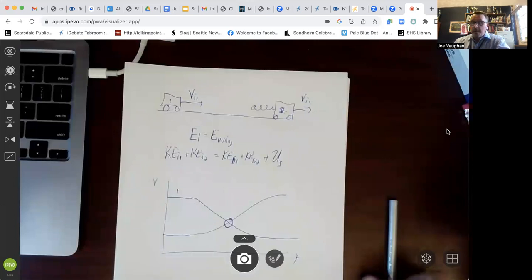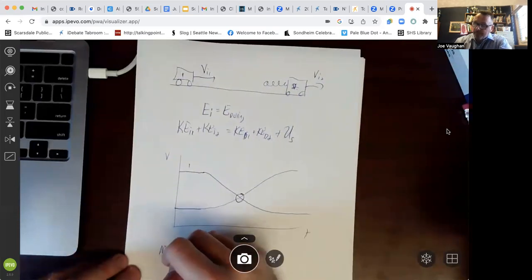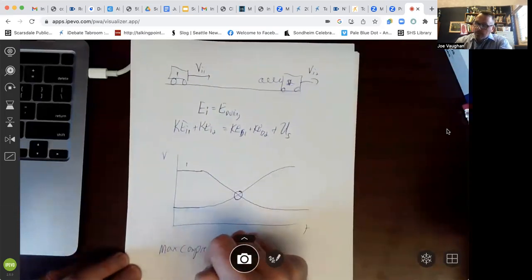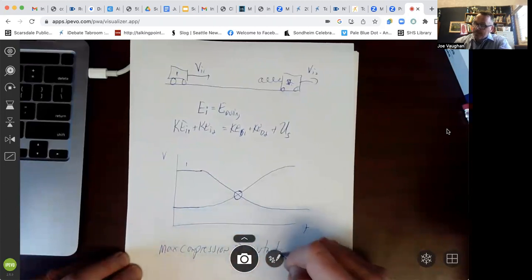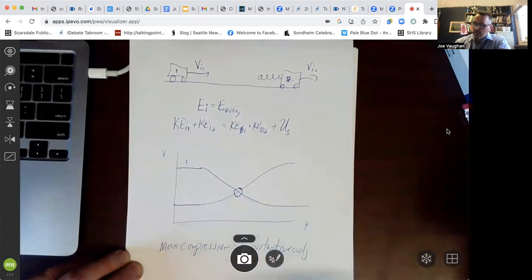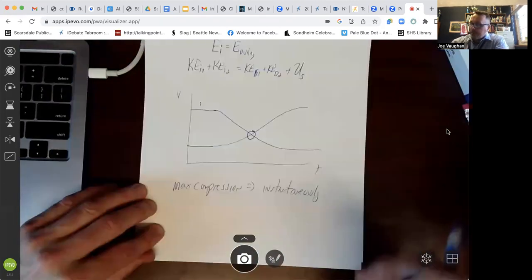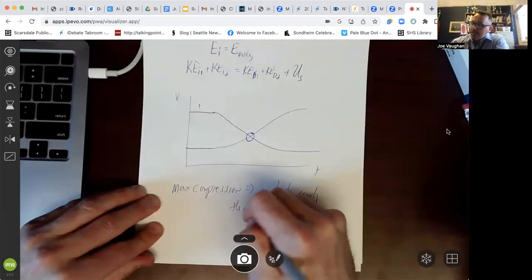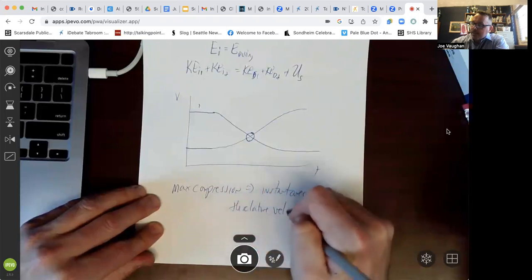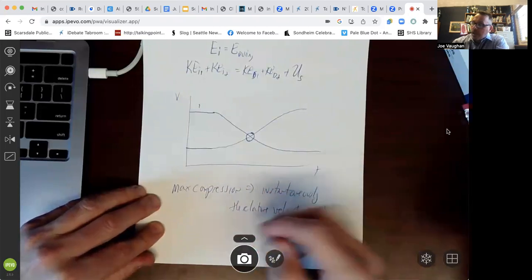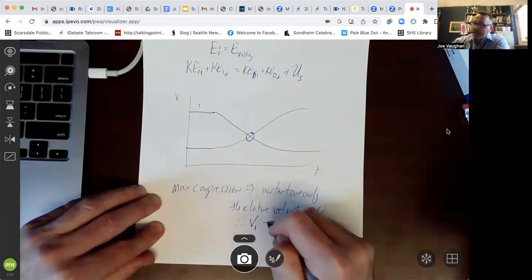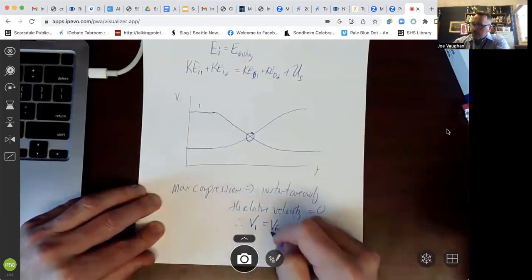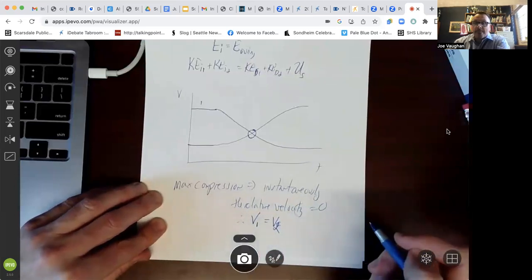So the point of maximum compression occurs when, instantaneously, the relative velocity between the two objects is equal to zero. Therefore, instantaneously, the moment when V1 is equal to V2. Whoops, not V final, right?